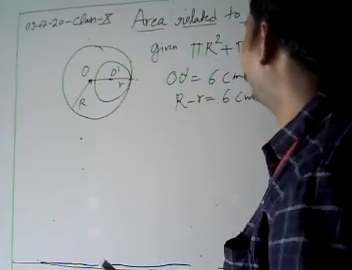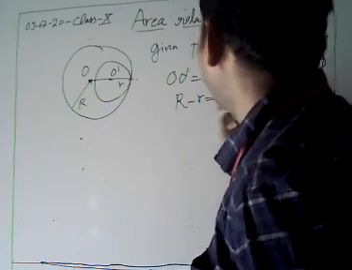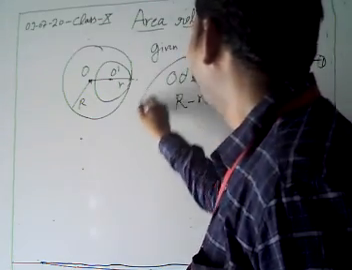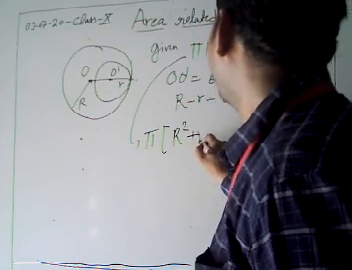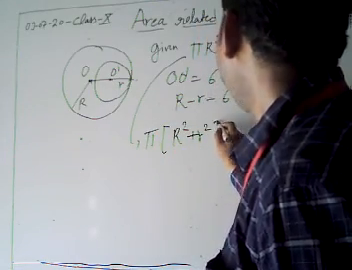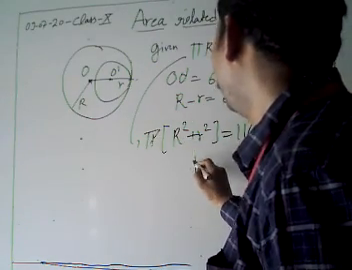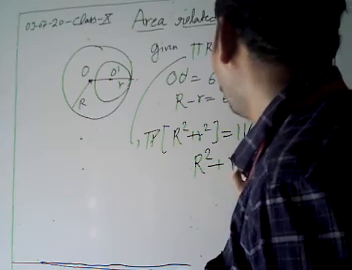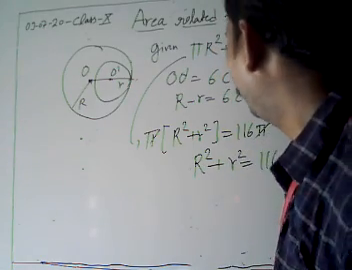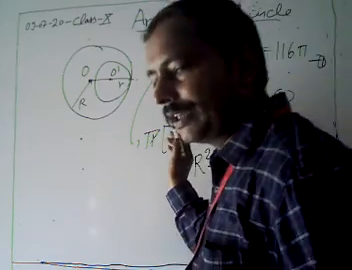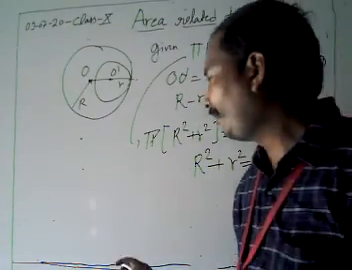Then how can we start? From here, take out pi common. Now what do we have? Take out pi common, then R square plus r square is equal to 116 pi. This pi and pi cancel. Then the value of R square plus r square is 116. Now to get the value of R plus r, what do we do? We are using our algebraic identity. Look.